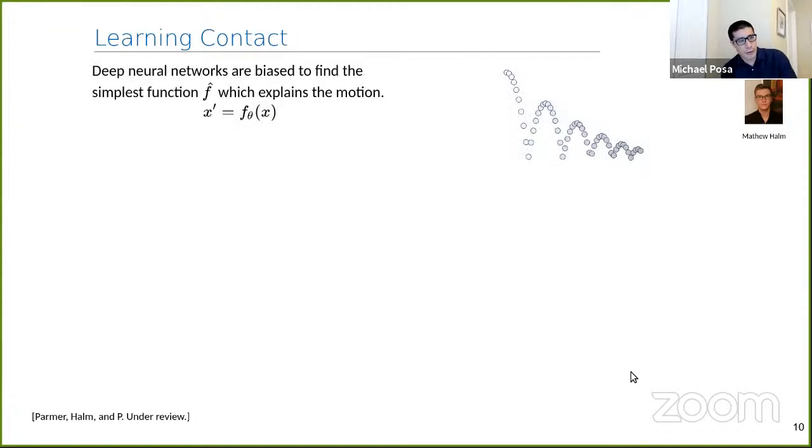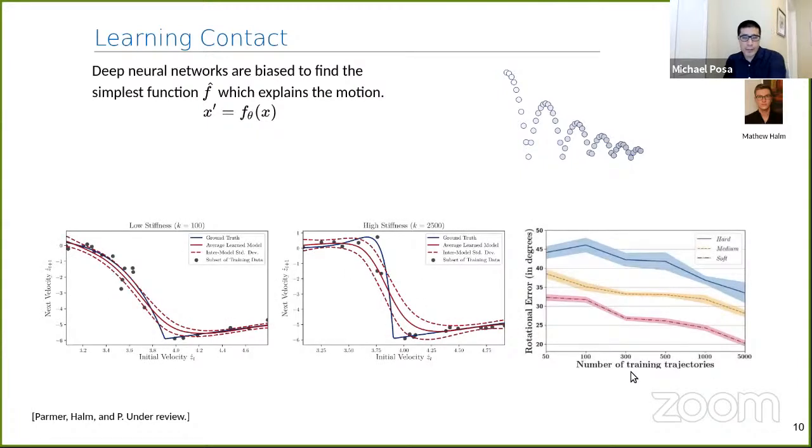So thinking about learning contact, right? There's a problem here, which is essentially that deep networks are biased in some sense. All the nice theoretical results about deep networks say they are biased to find simple functions, often things like smoothest interpolators to explain motion. And the real data is not smooth, okay? And we can show, I'm going to skip through this relatively quickly because I know I'm running out of time.